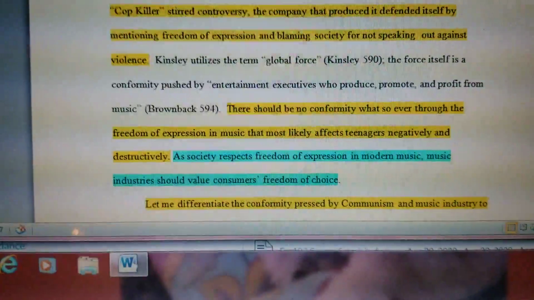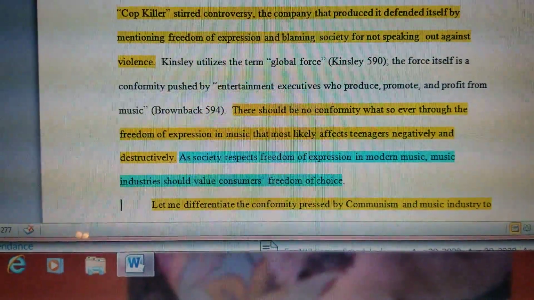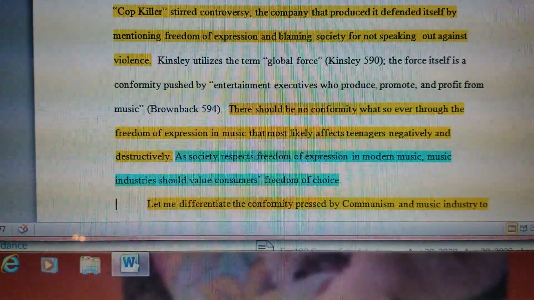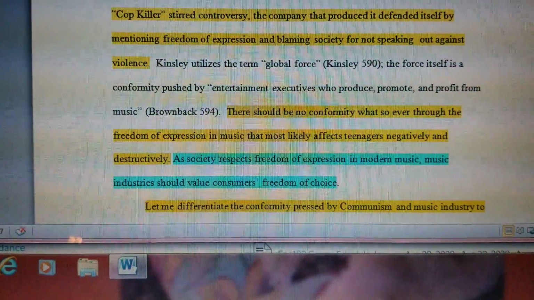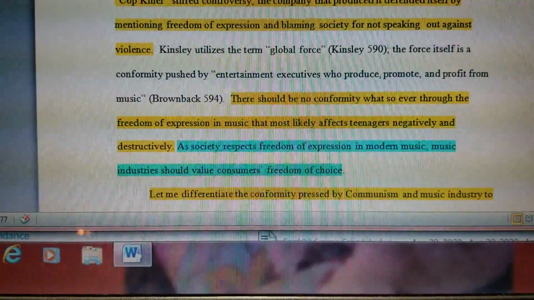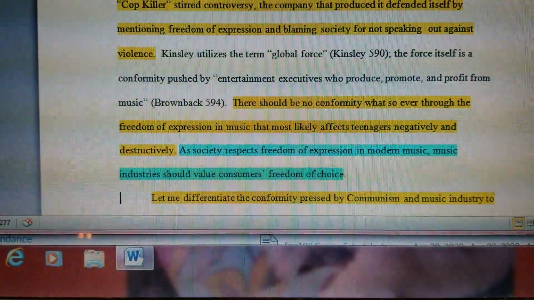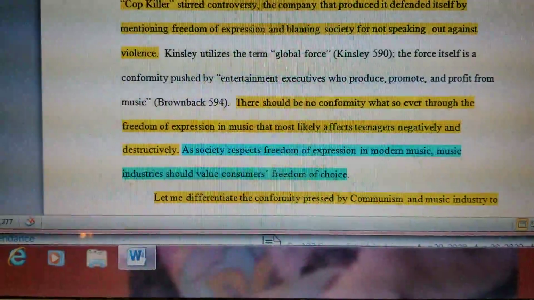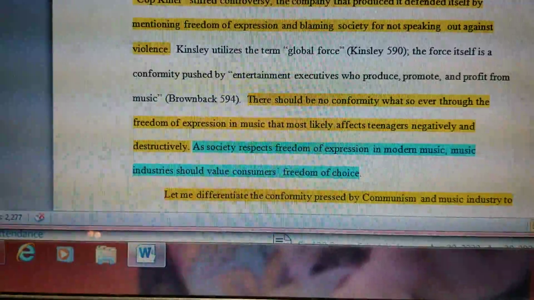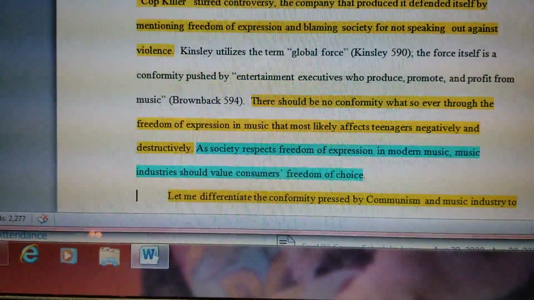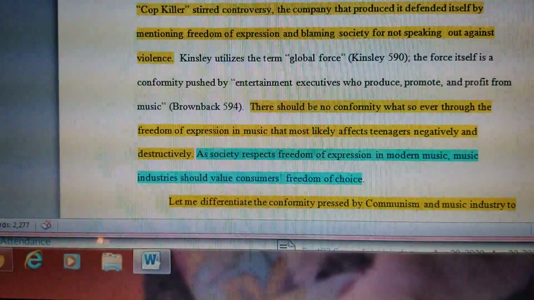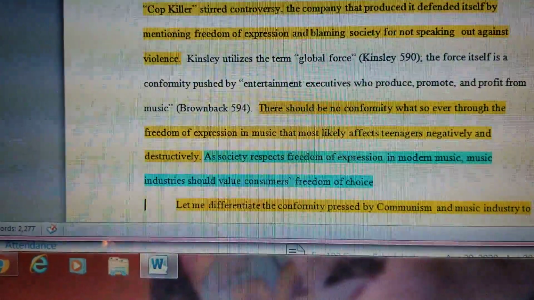Then she makes a judgment. And remember, you make a judgment in a value claim. There should be no conformity whatsoever through freedom of expression in music that most likely affects teenagers negatively and destructively. That is her value that she's defending. As society respects freedom of expression in modern music, music industry should value consumers' freedom of choice. The point that she's starting to make, and this is an interesting point, that because of their power, many times the music industry actually is pushing listeners to conform to certain types of music more often than negative. We've all heard the term sex and violence sell.